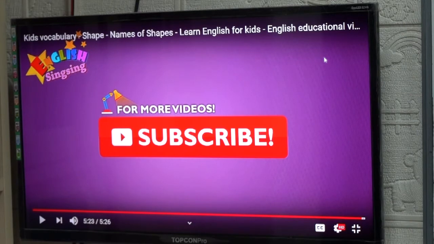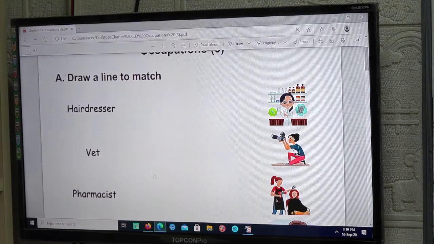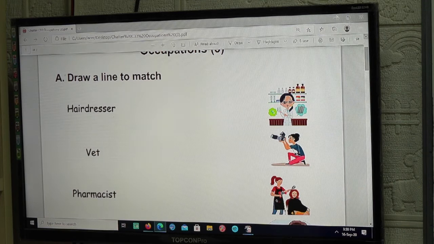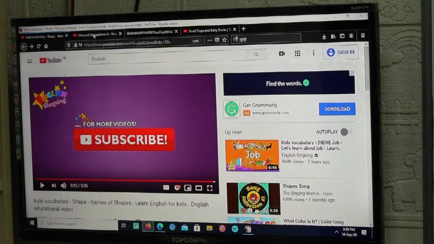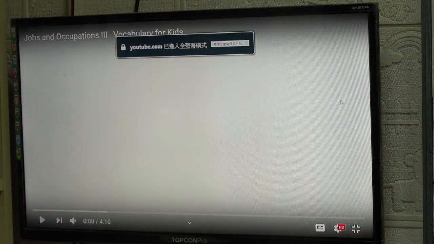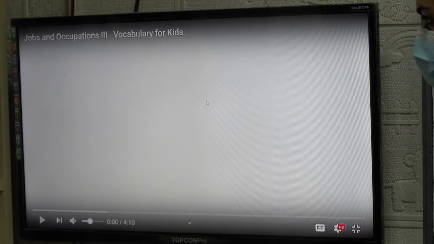So why did we do a revision on the shapes? You will know the reason later, because this is going to help us with our classwork in a while. It is going to help us with our activities. That's why we did a little bit of revision, because I was afraid you might forget all of them. Now let's move on to the content video, which is about occupations. So let's get started, everybody. Let's learn more about the occupations around the world.